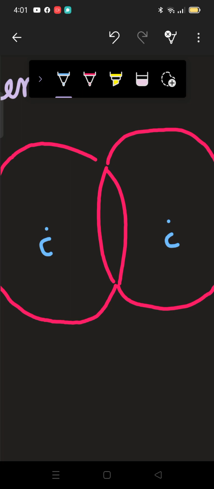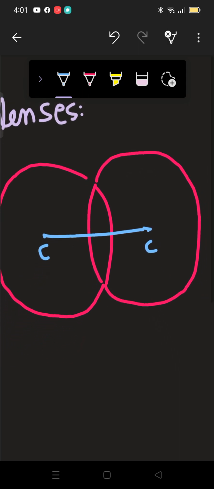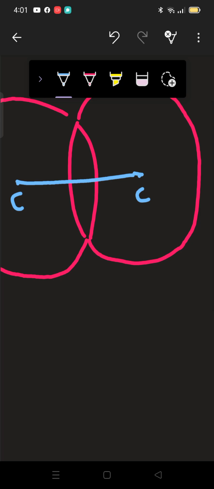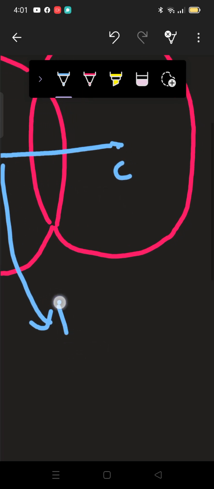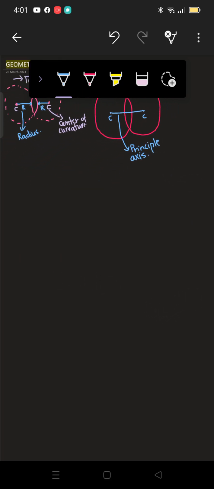So principal axis is what? Principal axis is a straight line which passes through the two centers of curvature. Here we have two centers of curvature of the lens, and the principal axis passes through these two centers of curvature. So this is nothing but the principal axis. Here I am writing principal axis. This is the principal axis.